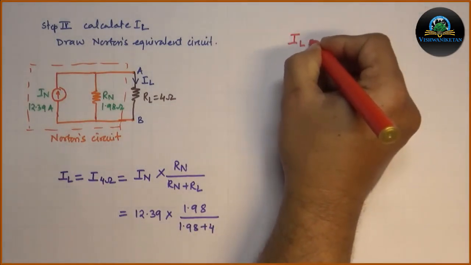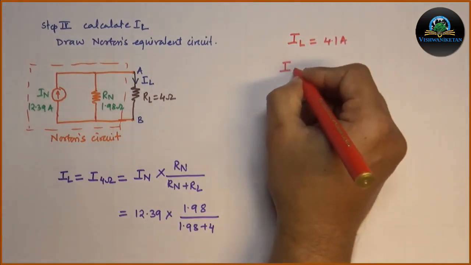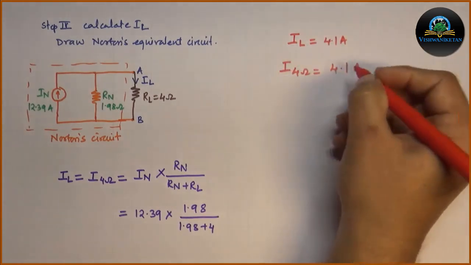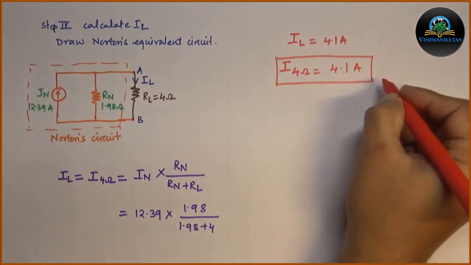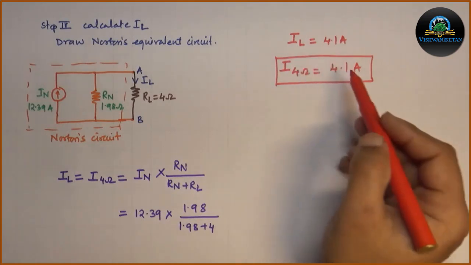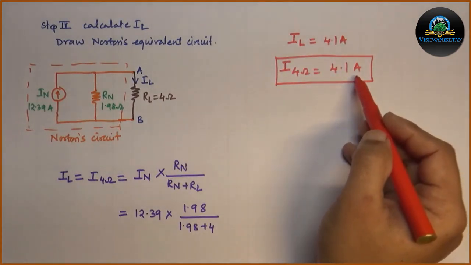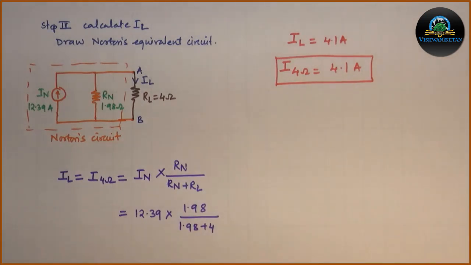Finally, I will get IL as this, which is our answer. The current flowing through the 4 ohm resistor, which is IL, equals 4.1 ampere, which we have calculated using Norton's theorem.